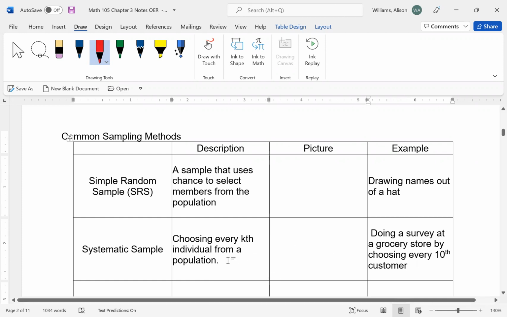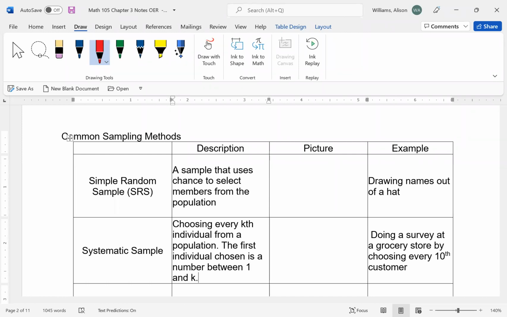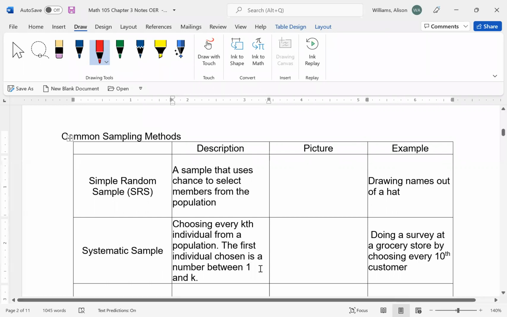Okay, now the first person that's selected, the first individual, is a number between 1 and k. In other words, they have to choose the first individual randomly. So in this store survey, if they're choosing every 10th customer, the first customer they survey has to be a number between 1 and 10. And ideally, you should be randomly choosing a number between 1 and 10. And that's the first person you survey, and then you start counting every 10th individual. That's kind of the idea.